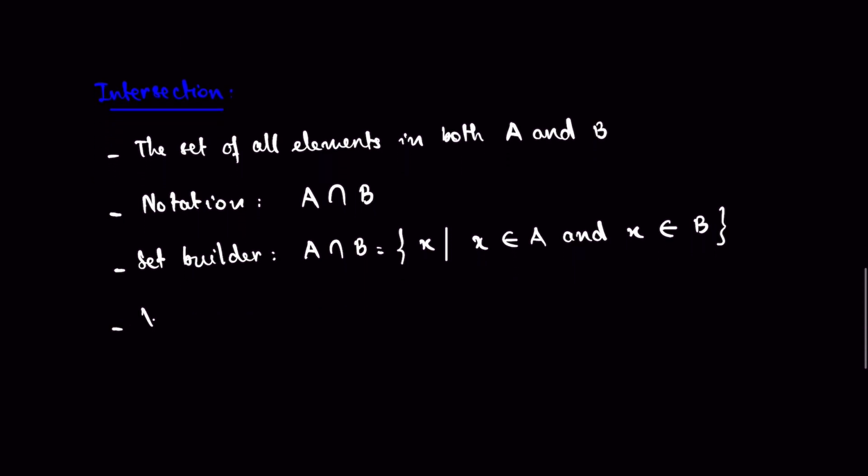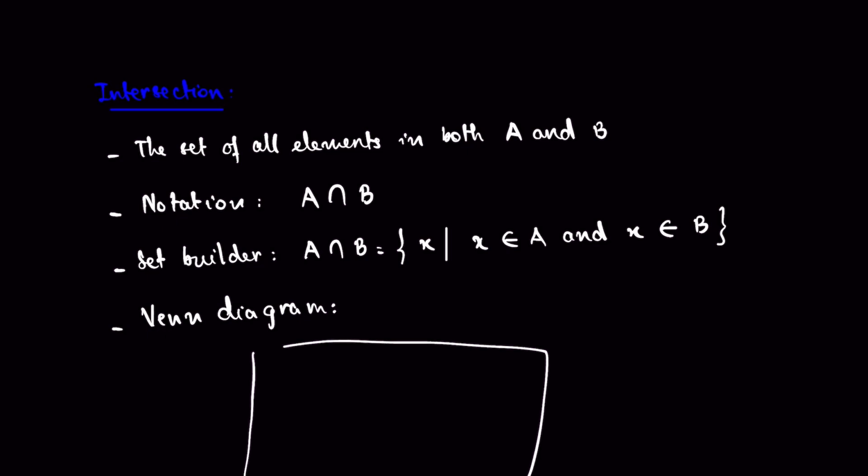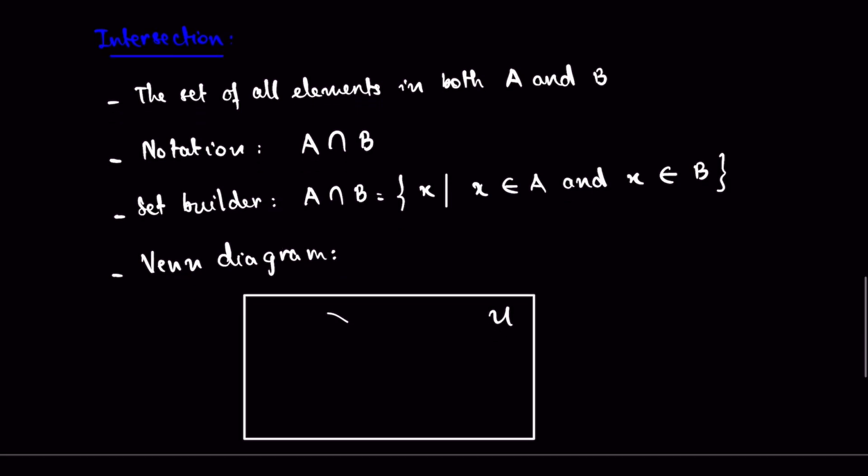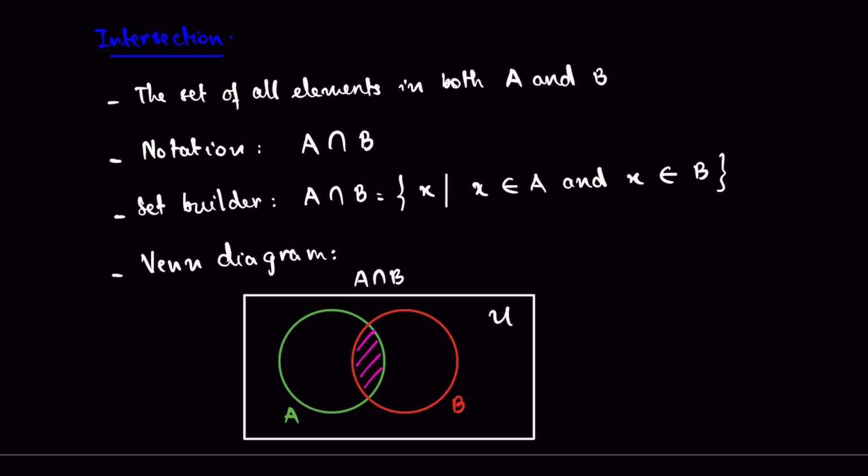In terms of the Venn diagram, you again start with the universal set. You have the two sets, set A and set B, and you want only the intersection, or the common area between set A and set B. This area right here is the common area, and that area can be shown as the intersection between the two sets, set A and set B.